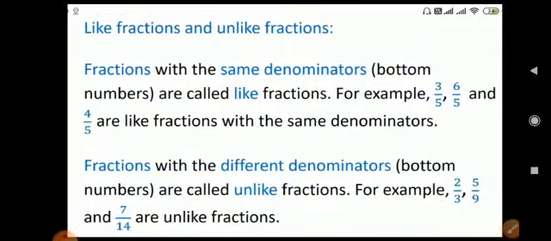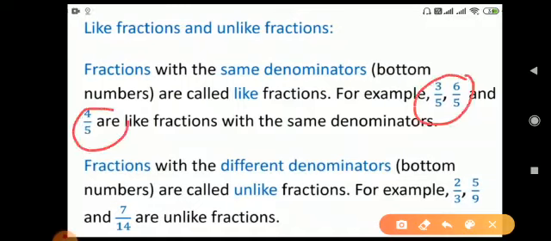Like fractions and unlike fractions. Fractions with the same denominators are called like fractions. For example, 3 upon 5, 6 upon 5, 4 upon 5 are like fractions with the same denominators. In these fractions, you can see all the denominators are the same, that is 5. So, these fractions are called like fractions.